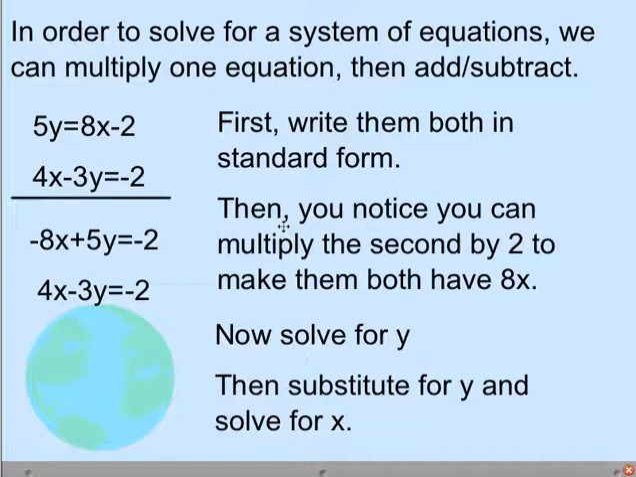So I look at the coefficients of each of my like terms. I look at negative 8 and 4. I look at 5 and negative 3. Well, it seems to me like the negative 8 and 4 have more in common. They have a closer multiple.